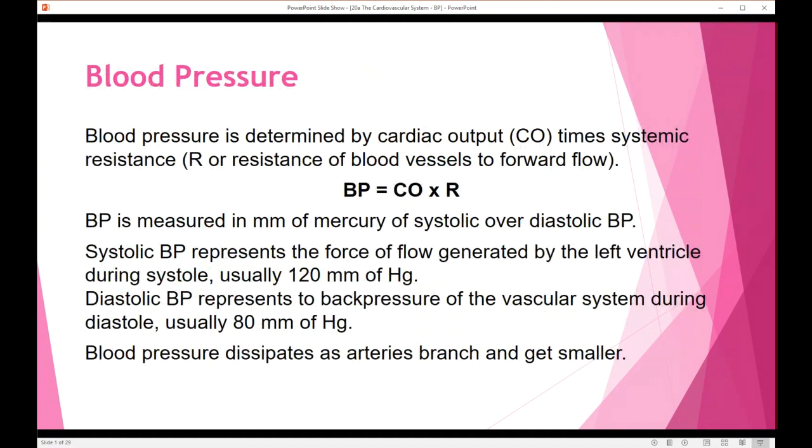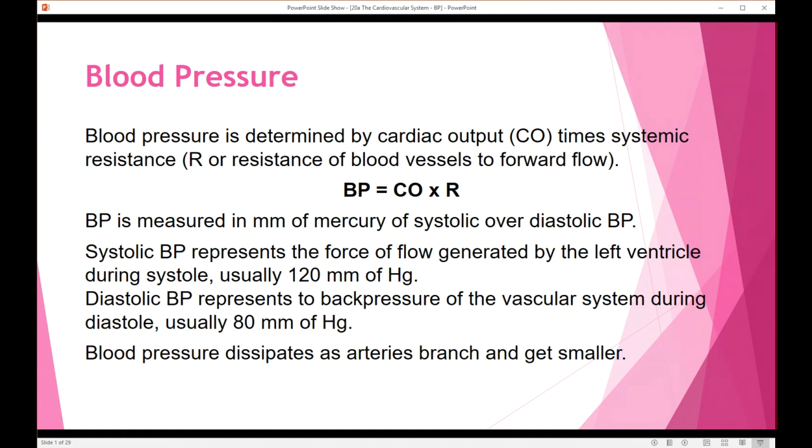So blood pressure is determined by cardiac output times systemic resistance. Okay, so BP equals CO times R. Cardiac output has to do with our heart. Resistance really has to do with the blood vessels themselves. So what kind of resistance are we receiving within the blood vessels? Blood pressure is measured in millimeters of mercury, as systolic over diastolic blood pressure. We talked about systole and diastole when we talked about the heart, so go back and review that if you need to.